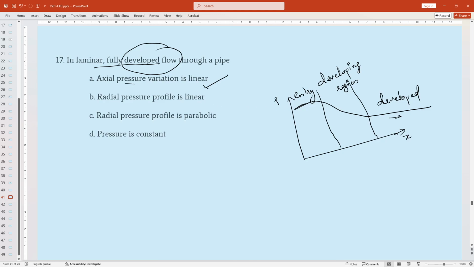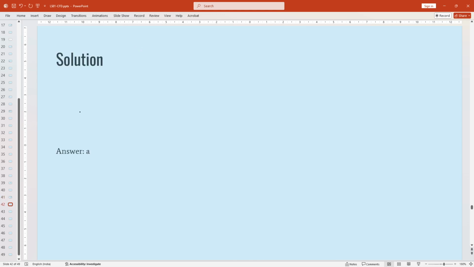And for radial distribution of pressure, it is not linear and also not parabolic. It will depend on the other conditions, and also it is not constant. So the only condition that holds for sure for fully developed flow is that the axial pressure variation will be linear. So our answer is option A.